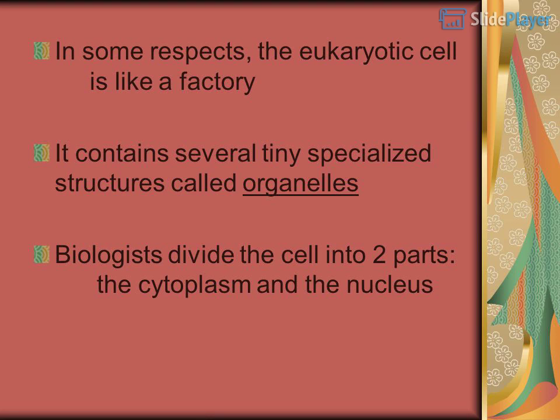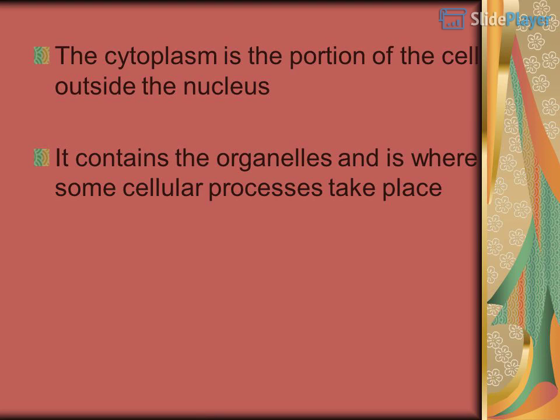Biologists divide the cell into two parts, the cytoplasm and the nucleus. The cytoplasm is the portion of the cell outside the nucleus. It contains the organelles and is where some cellular processes take place.